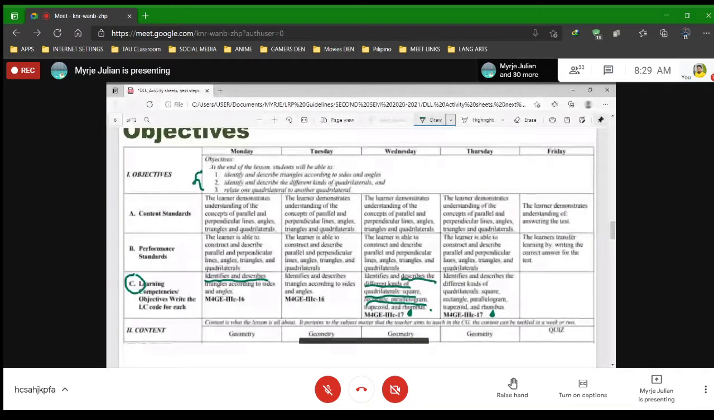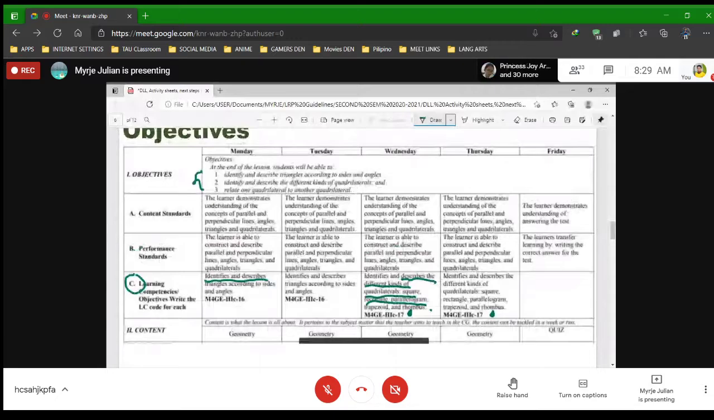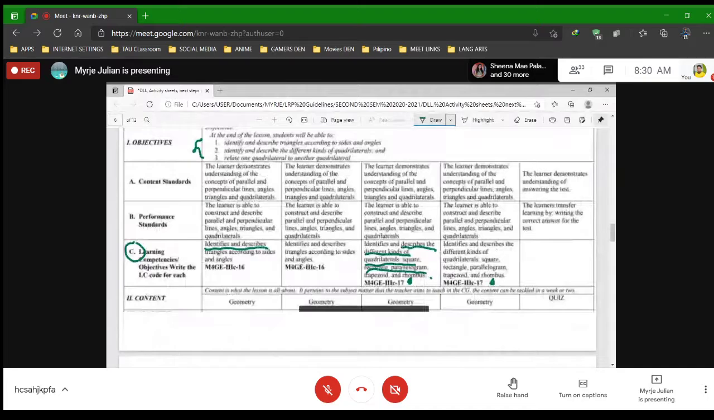So, case-to-case basis siya. Ito lang naman yung nag-iisang special case natin na dalawa yung skill niya, kasi dalawa yung skill niya sa isang objective because yun naman yung given learning competency niya. Pero kung kayang i-separate yung identify and describe, it is better in my judgment somehow kasi yun na yung naging practice ko.